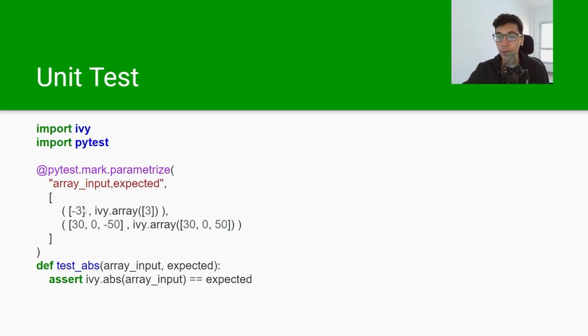In this case, we're going to be calling test abs with the first parameter being a list of -3, and the second parameter being an array of 3, which is what you should get if you take the abs of -3. So that's how we usually do a unit test, and it is usually okay.